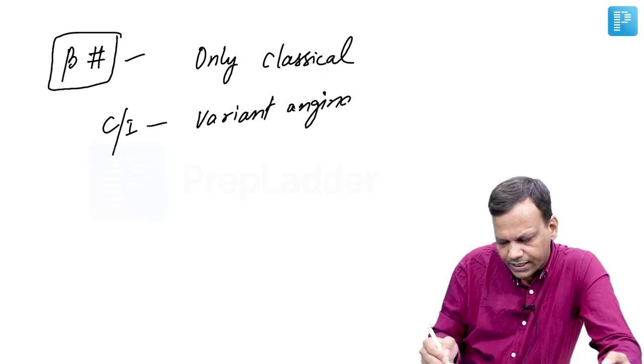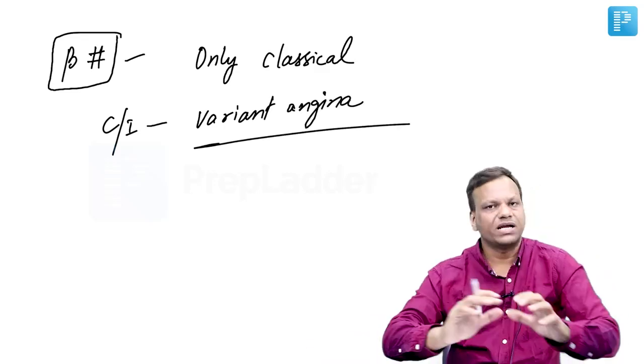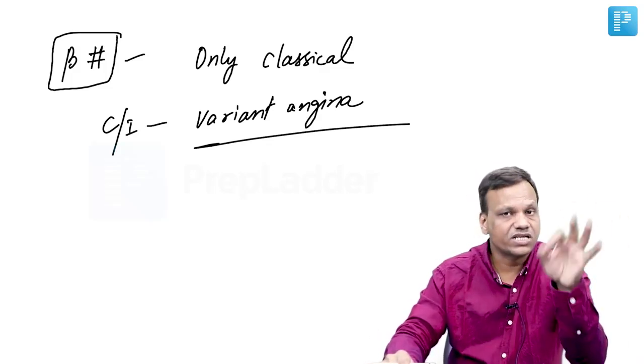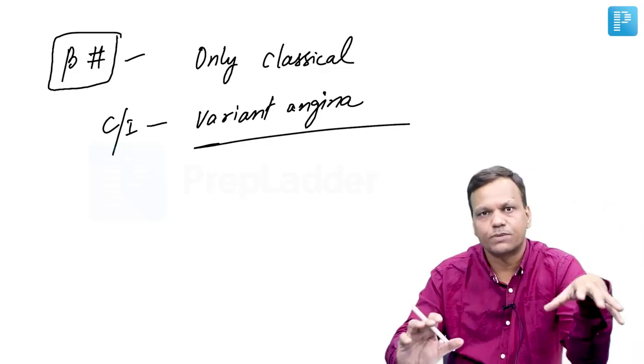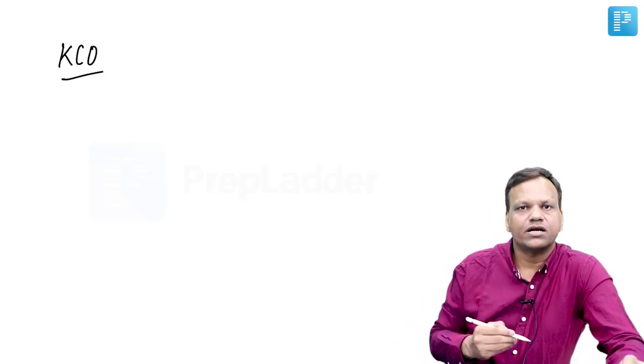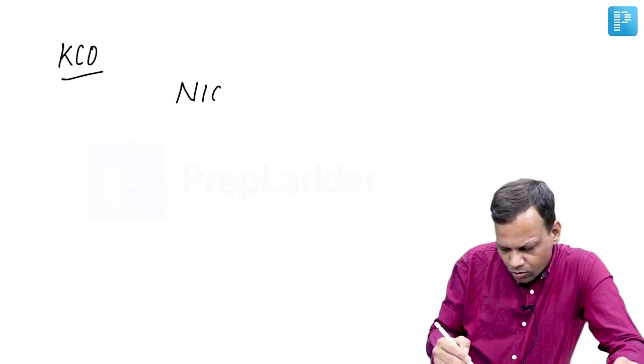Dihydropyridines are contraindicated in variant angina. Calcium channel blockers are contraindicated in variant angina. Other drugs like nitrates, calcium channel blockers, and even potassium channel openers can be used for both types of angina. The last drug in the classical category is the potassium channel opener, and the drug is nicorandil.